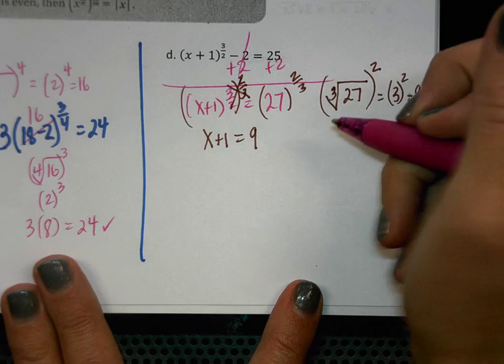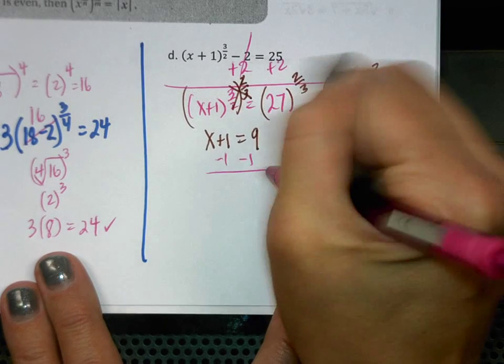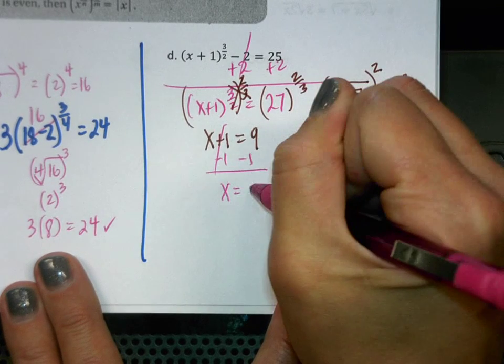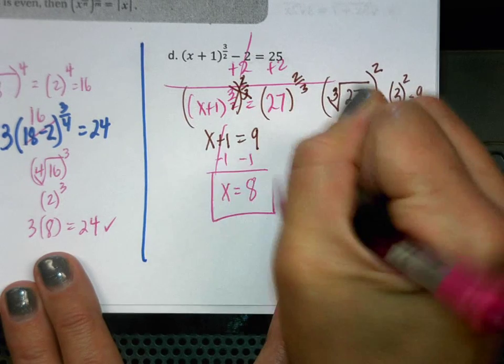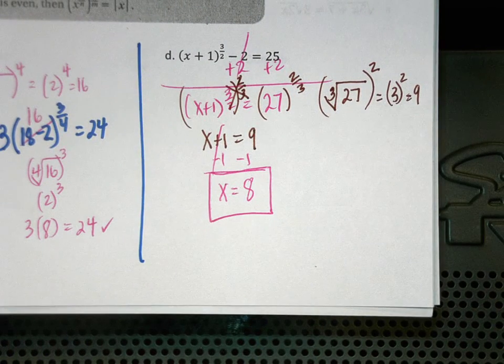Subtract 1 from both sides, and I get x equals 8. Okay? And we could go back and check it, but it does work out.